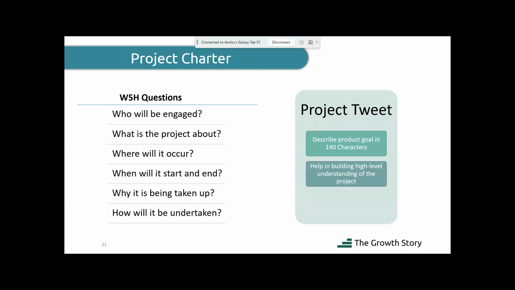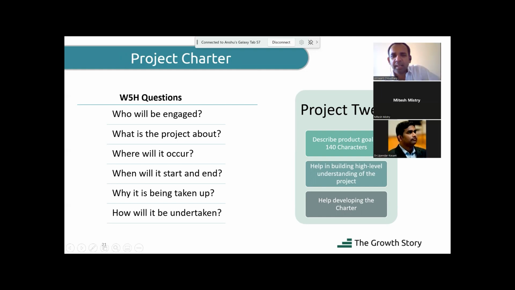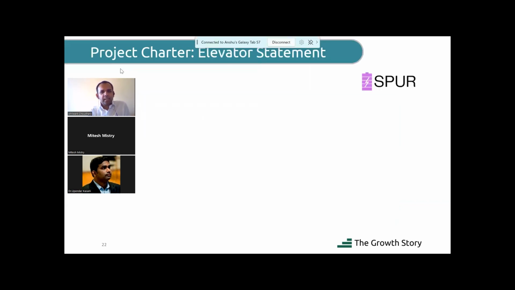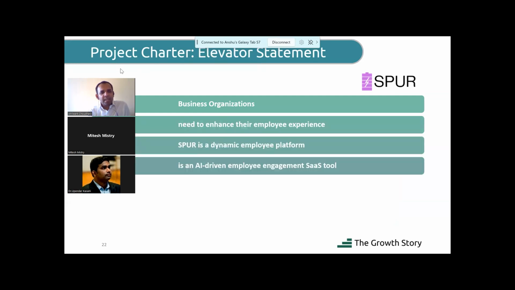What is a tweet? A tweet is a short statement about the project, 140 characters or less. In the project chartering exercise, the stakeholders are asked to write the project tweet in 140 characters or less about the project, about their vision, about their understanding of the vision, and then they converge. This is one interesting thing they use. Similarly, we have the elevator statement, which has a format.